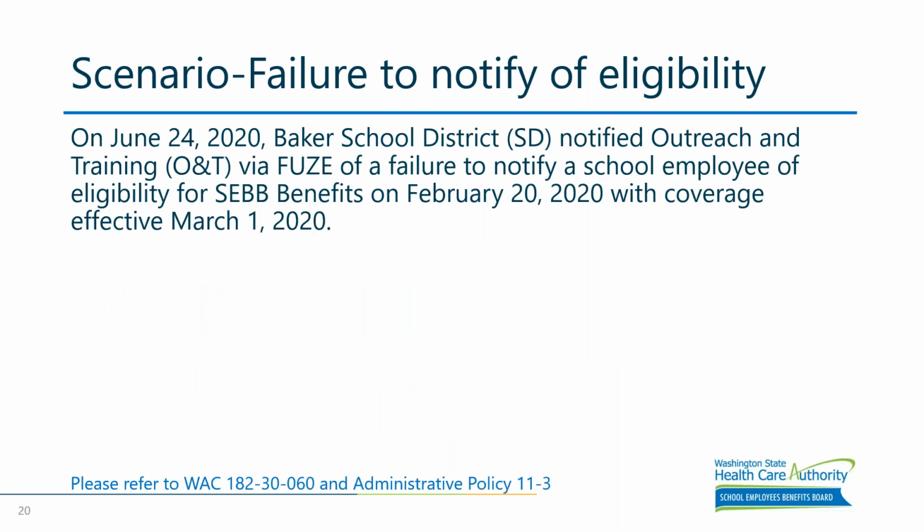So here's another scenario that talks about past the lower limit date. So this is a failure to notify of eligibility. So on June 24th, Baker School District notified outreach and training through Fuse of a failure to notify a school employee of eligibility for SEBB benefits on February 20th, with coverage effective March 1st. They just realized this mistake on June 24th.